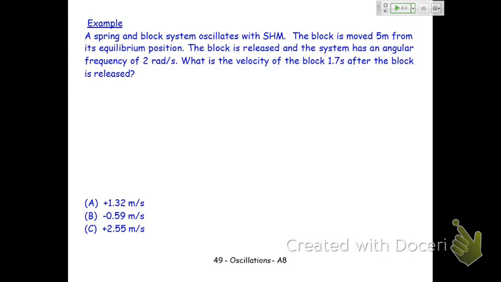So here's an example. Spring and block system oscillates with simple harmonic motion.